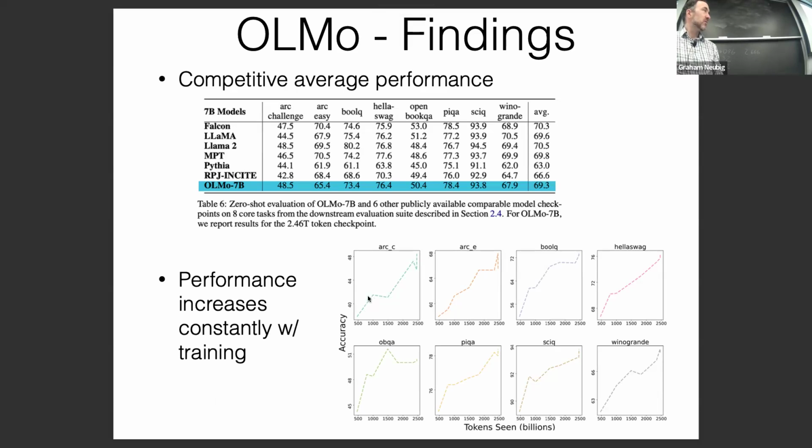where they measured performance constantly as they trained for longer. So the left side is training on 500 billion tokens, which is already more than what Pythia trained on. The right side is 2.4 or 2.5 trillion tokens. And you can see, interestingly, that the numbers just continue to increase as they train for longer. So it seems that training for longer and longer just helps.